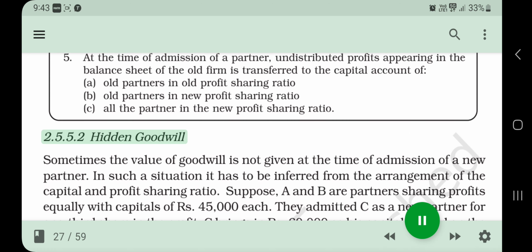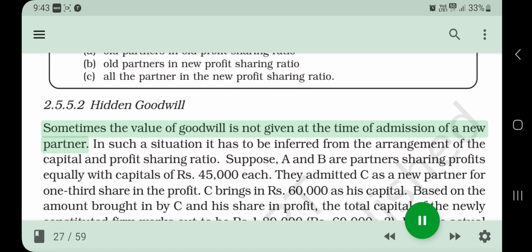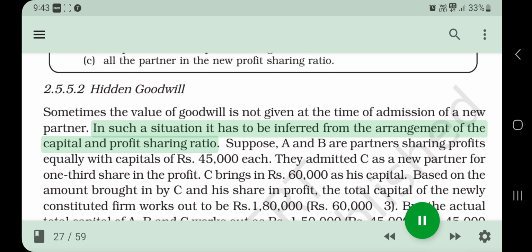Hidden goodwill. Sometimes the value of goodwill is not given at the time of admission of a new partner. In such a situation, it has to be inferred from the arrangement of the capital and profit sharing ratio.